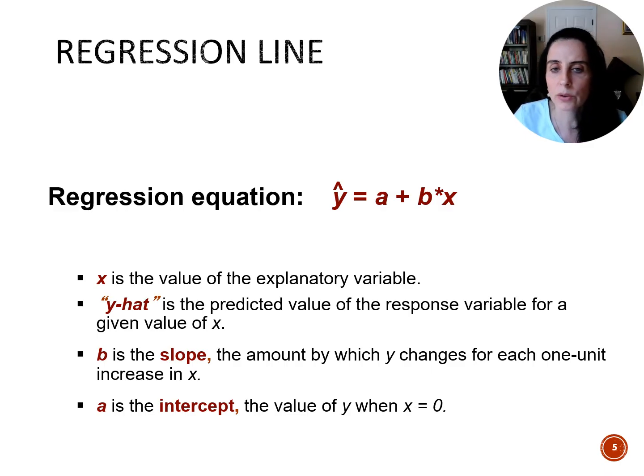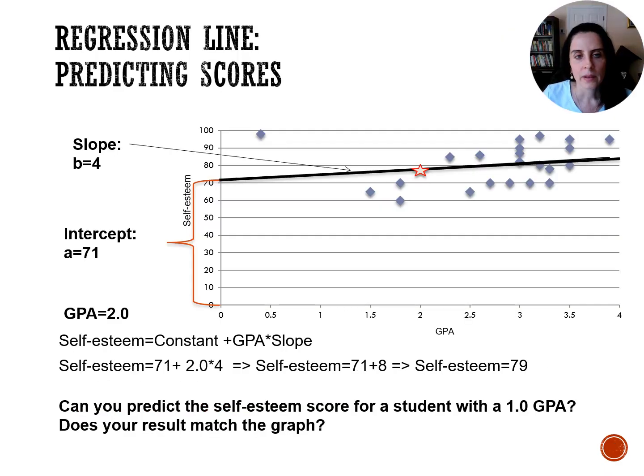So to predict the score, all we have to do is to multiply the explanatory variable by the slope and then add the results to the intercept. We can see in our example that our response variable, self-esteem, can be predicted based on GPA using the regression formula. The intercept in our case is 71. This is the value of self-esteem when GPA is equal to 0. So it is our baseline, if you will.